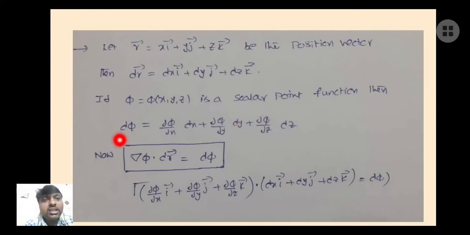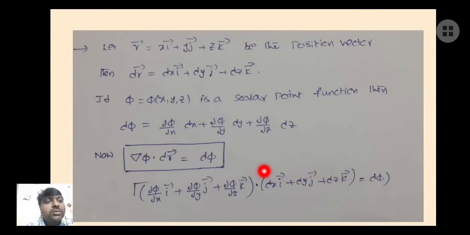Now I am writing the relation between d phi and r bar, the position vector. That is nothing but del phi, the gradient of a scalar point function phi, dot dr bar. dr bar is the derivative of the position vector, and that is equal to d phi, the total derivative of the scalar point function. So I am maintaining a dot product between two vectors here. Grad phi is dou phi by dou x into i bar plus dou phi by dou y into j bar plus dou phi by dou z into k bar, dot dr bar. dr bar is dx i bar plus dy j bar plus dz k bar.